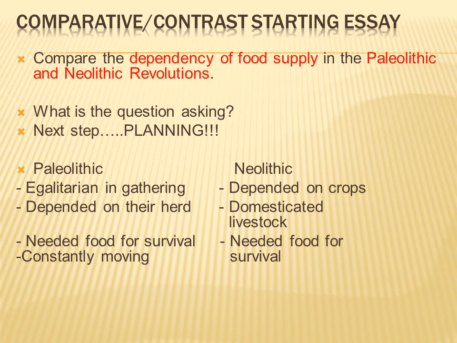So the Paleolithic revolution is known for this egalitarian gathering and how they interact with the genders, being dependent on their herd, eating for constant food for survival, and constantly moving. The Neolithic revolution is known for depending on crops, growing in population, job specialization, domesticating animals, and in a way mutating, but not really mutating, the crops, and a need of food for survival.